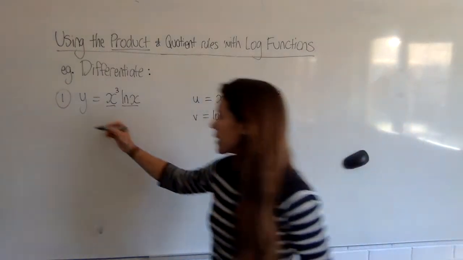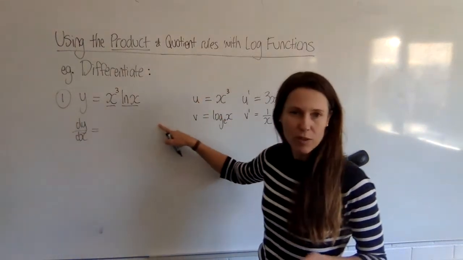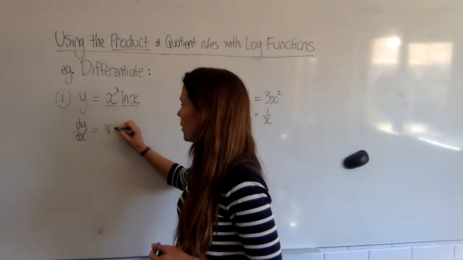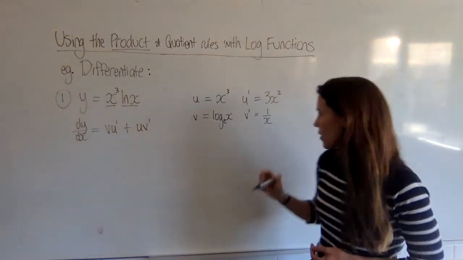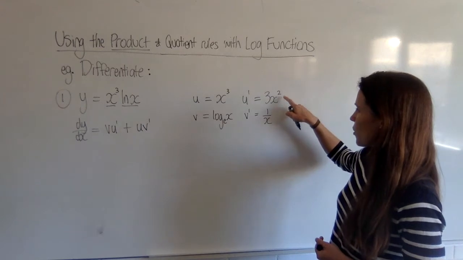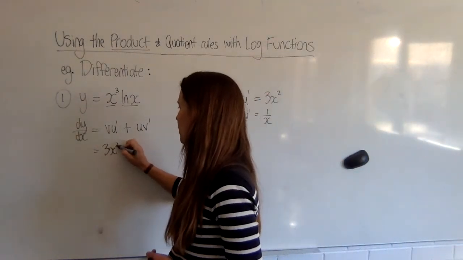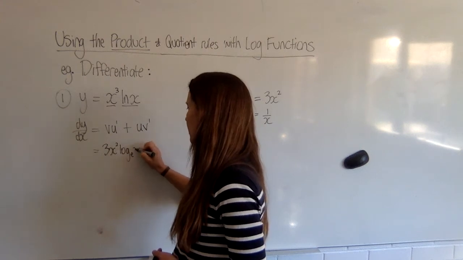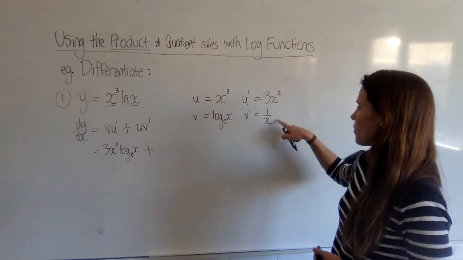Now it's a matter of putting it together. dy dx equals, now you don't need to write this line out, but in case you've forgotten it, v u dash plus u v dash. So that means we need to do v multiplied by u dash, so 3x squared multiplied by this. I'll write the simple thing first, and then the log, plus u times v dash.